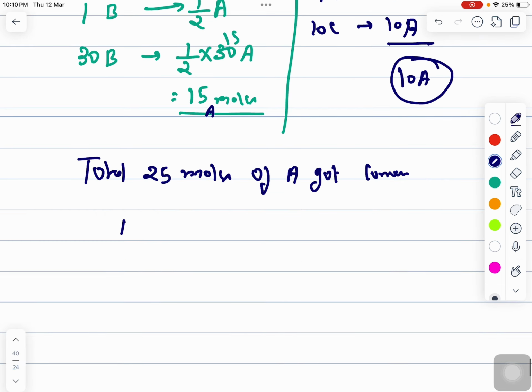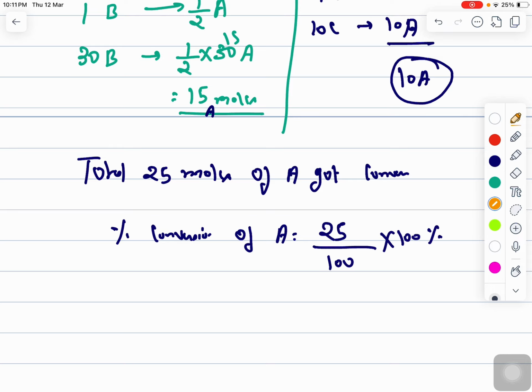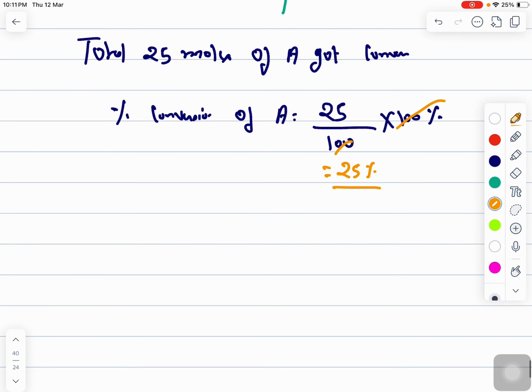So what is the percentage conversion of A? That is, how many moles of A got converted is 25. Initially how much feed was there? 100, into 100%. So it will be approximately 25% conversion. Now we are going to calculate what is the percentage yield.